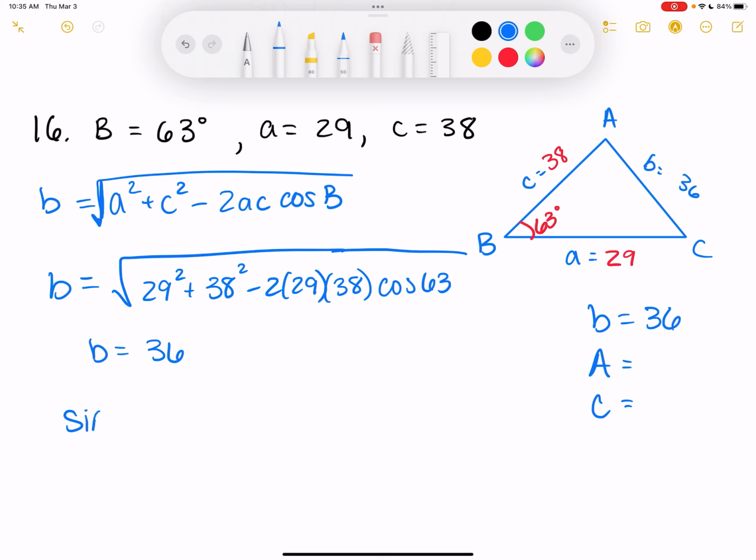So sine of A over 29 is equal to sine of 63 over 36.